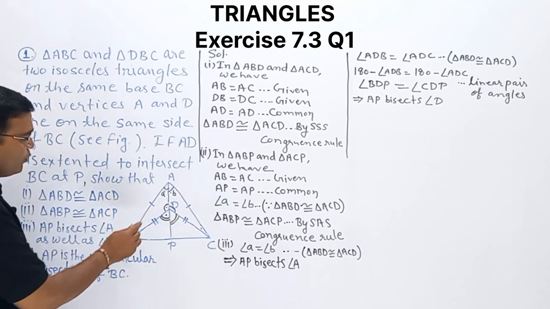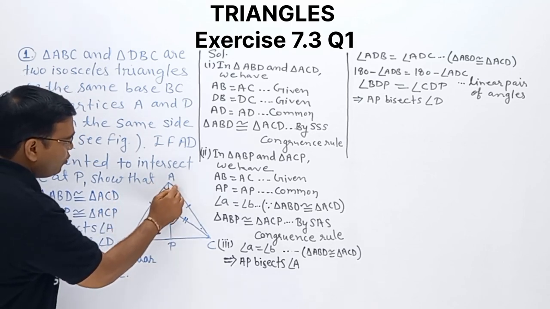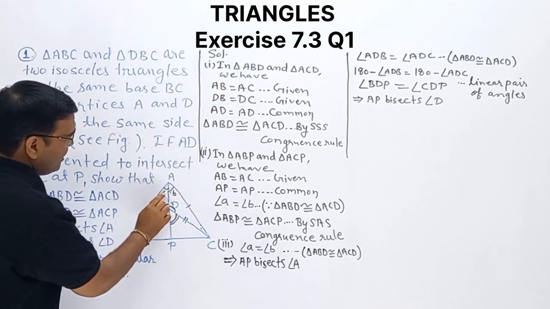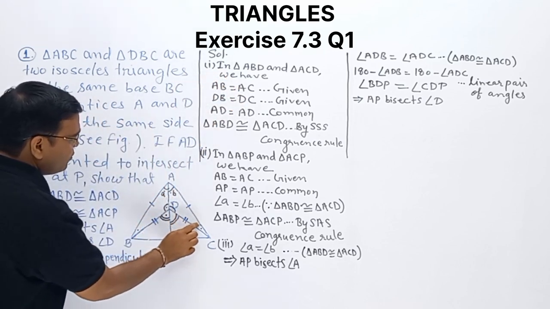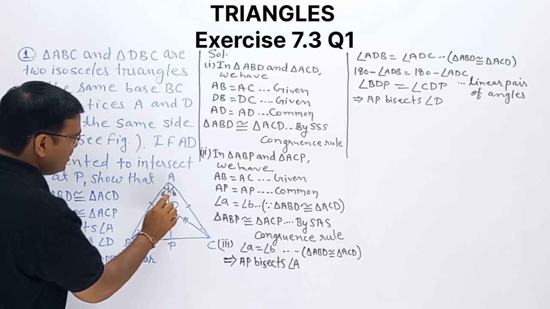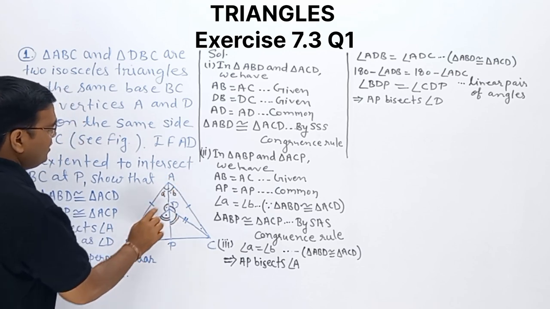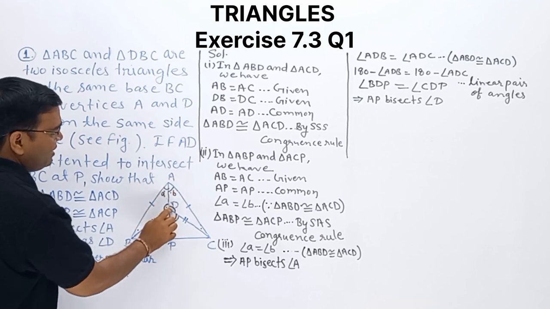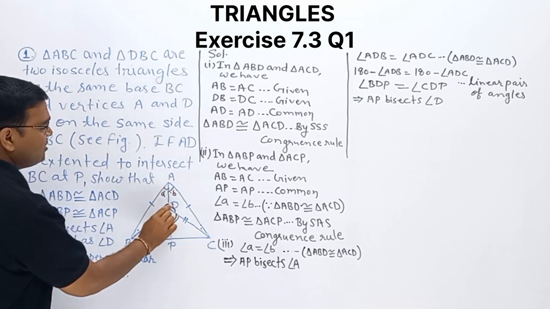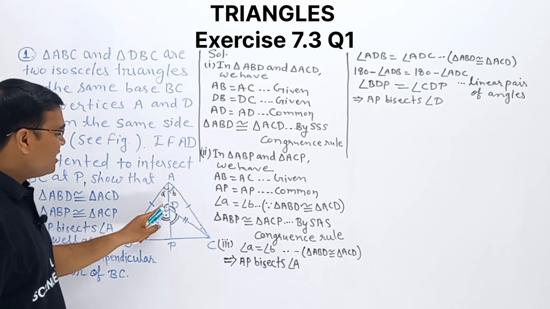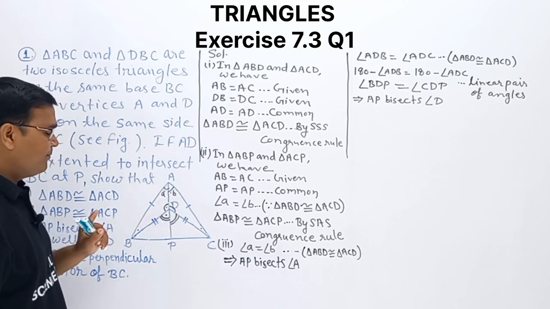We proved this triangle is congruent to this triangle in question number 1. So this angle equals this one, this angle equals this one. So this angle, meaning angle ADB, will be equal to ADC. These two angles are what? Equal. Clear? So this angle equals this one.